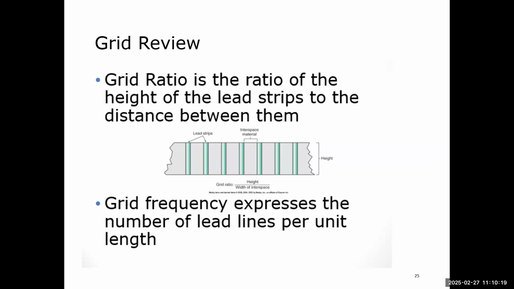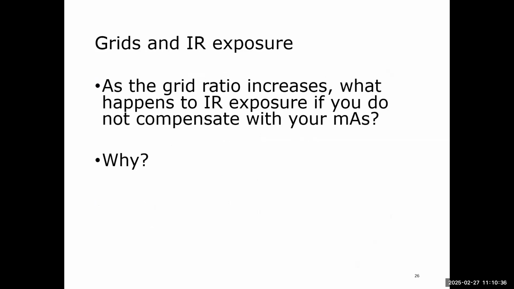So, grid ratio, there's a lot of definition stuff with grids. Grid ratio is the height of the lead strips to the distance between them. Grid frequency is how many strips there are in a given distance or unit of length. As the grid ratio increases, what happens to IR exposure if you do not compensate with your mAs? Does it go up or down?